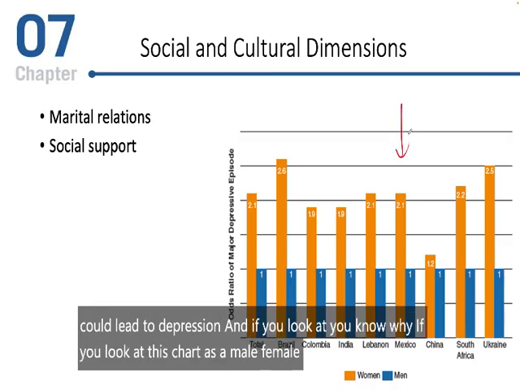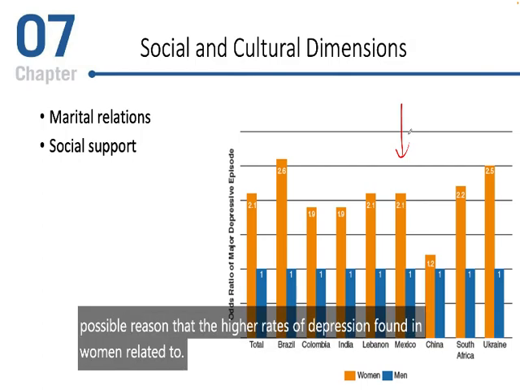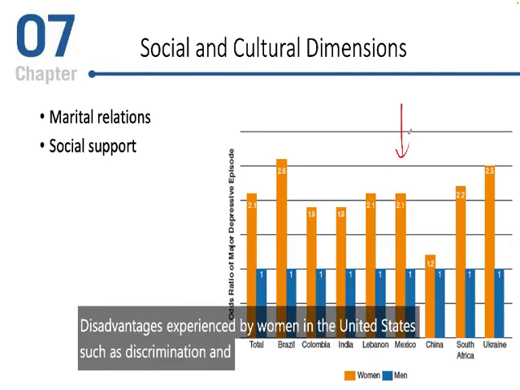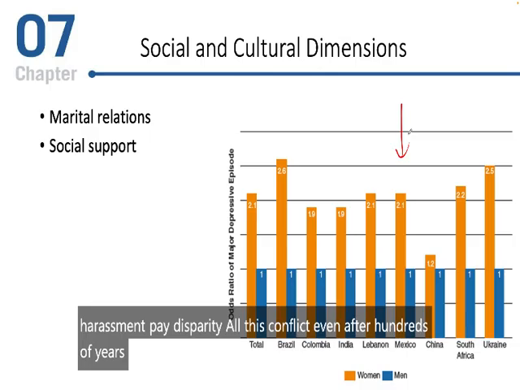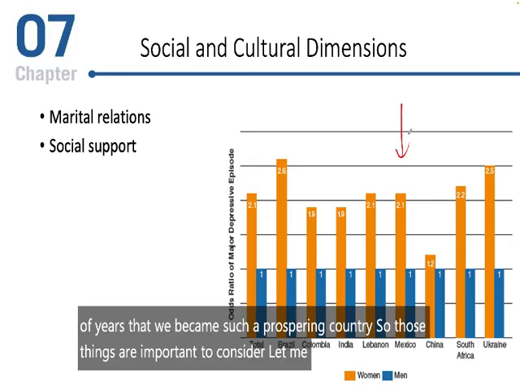The possible reason for the higher rates of depression found in women is related to disadvantages experienced by women in the United States, such as discrimination and poverty, abuse and sexual harassment, pay disparity, all this conflict, even after hundreds of years that we became such a prospering country. So those things are important to consider. Let me ask you a question, then we talk about treatment.